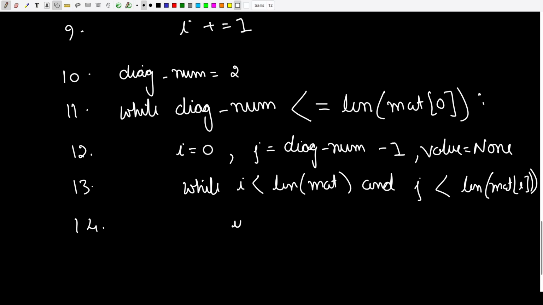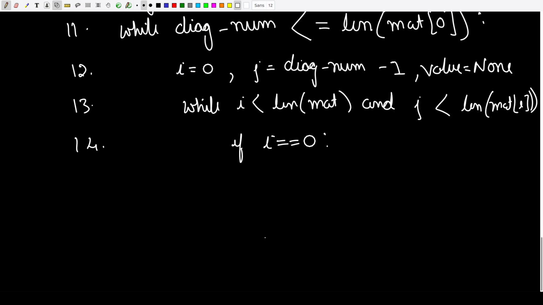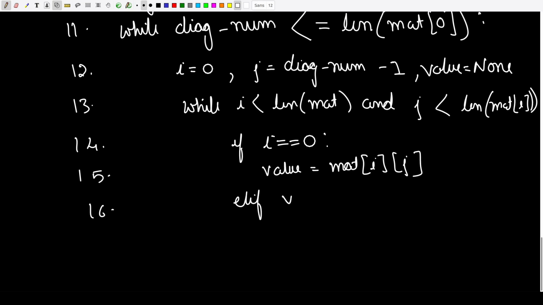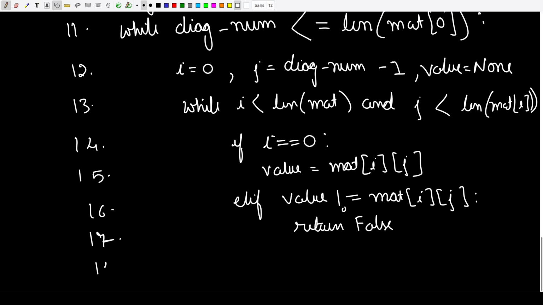equals to none. So if I is equals to 0, that simply means it is the first element of the diagonal, in which case we are going to initialize our value by mat of I comma j. Otherwise we are going to check whether value is not equals to mat of I comma j. If it is not equals to mat of I comma j, then we are going to return false. And for all the cases, let us increase our ith and jth pointer. So I will be equals to I plus 1, and j will be equals to j plus 1.